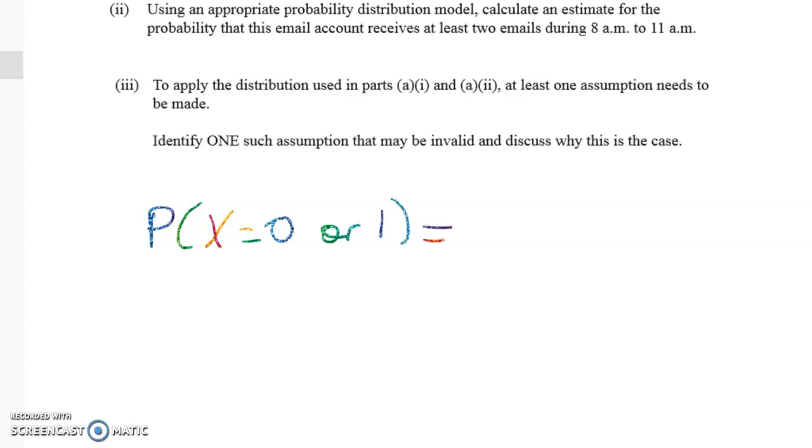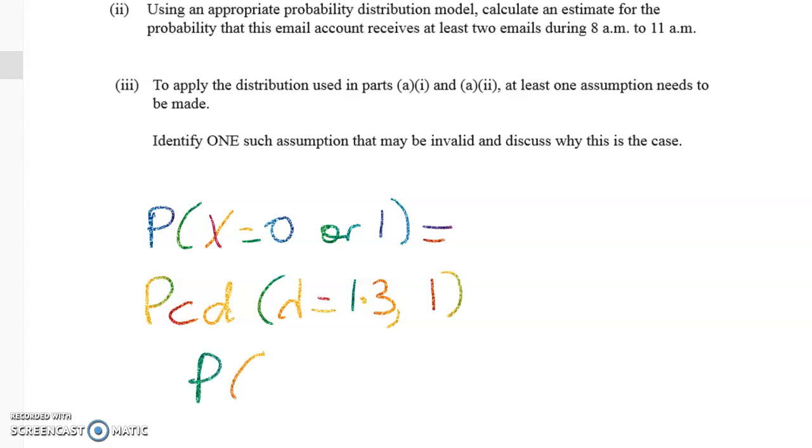So we can go straight to our graphics calculator if we've got one of those, and we're looking for the cumulative distribution. So PCD with lambda equals 1.3, and the upper number is 1, right? So that gives me the probability that x is less than or equal to 1. And when we put that number in our calculator, we get out 0.6268.